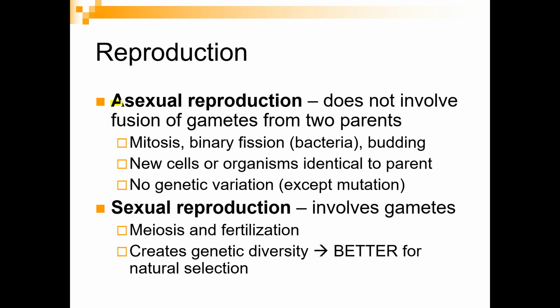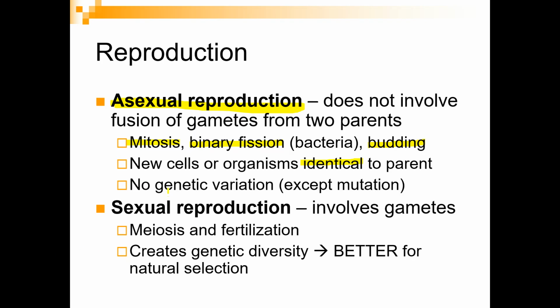So once again, asexual reproduction only involves 1 parent, okay? It does not involve the fusion of gametes. So this includes mitosis, like our body cells will go through. It includes binary fission, which is what bacteria do, and there's some other asexual processes like budding and grafting and things like that. The new cells are identical. This is the key to asexual: you get the same.